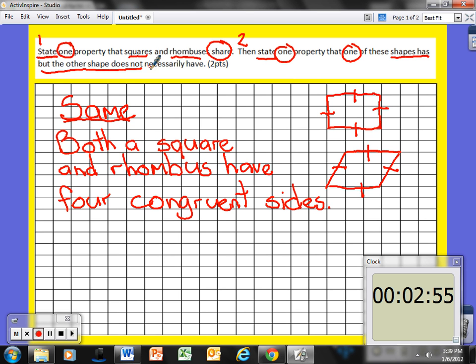State one property that squares and rhombuses share. Both a square and rhombus have 4 congruent sides. Okay, that's one they share. So I'm done with number 1. I'll put a little check next to it. Now I have to do part 2. Then state one property that one of these shapes has, but the other does not necessarily have. So now I'm looking not for the same, but I'm looking for a difference.